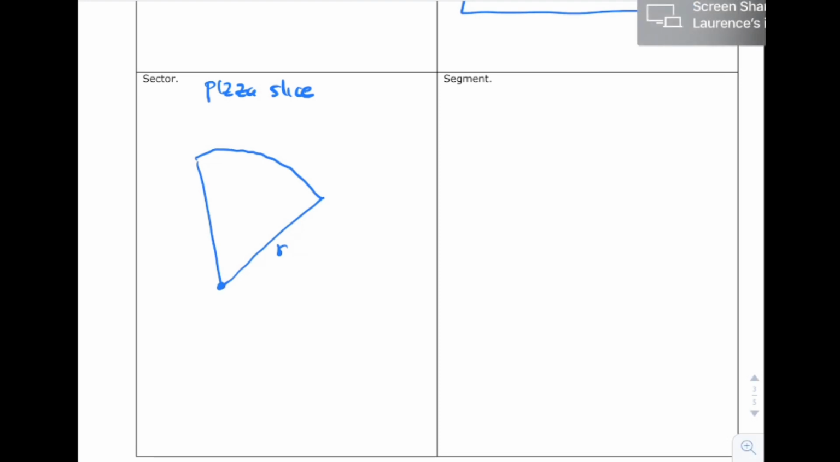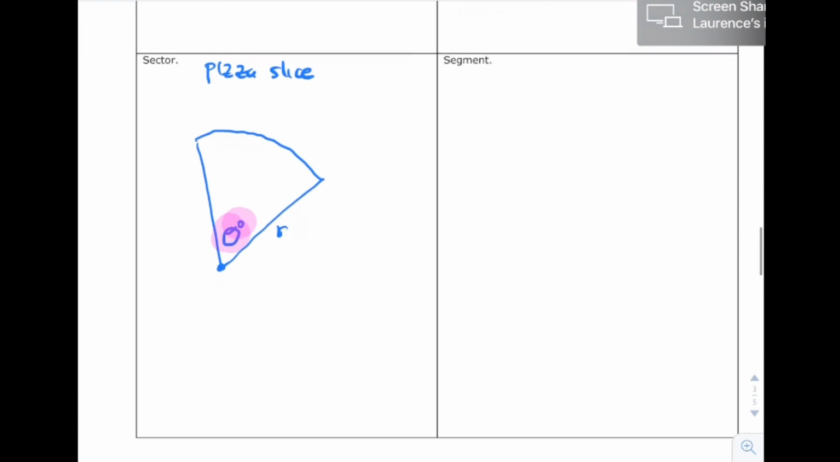And then this angle here we're going to call theta. And I'm going to call it theta degrees. Okay, and that's worth highlighting, in a color that we can see real well. Degrees. I'm talking about degrees here. Theta degrees. So if you're talking about theta degrees, then here's what the area formula looks like.